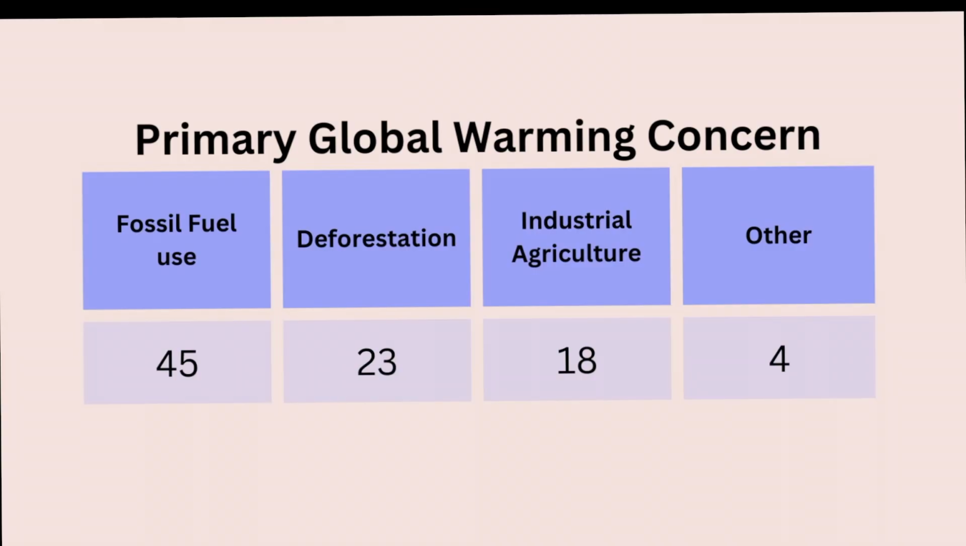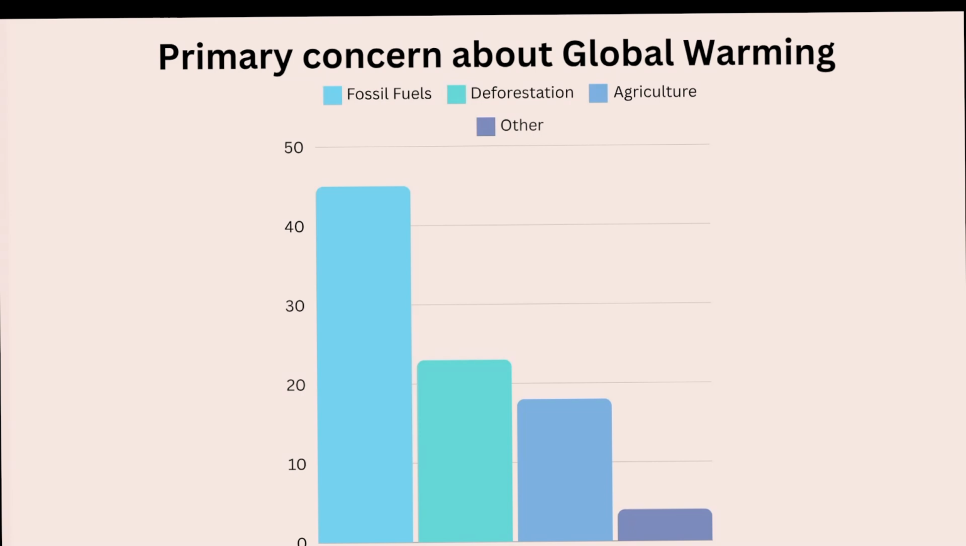Next, let's turn that table into a bar chart. Bar charts are great for visually comparing frequency of each category. Each bar represents a factor contributing to global warming, and the height shows how many students are concerned about it. See how that bar for fossil fuel consumption is the tallest? That's because it has the most responses.